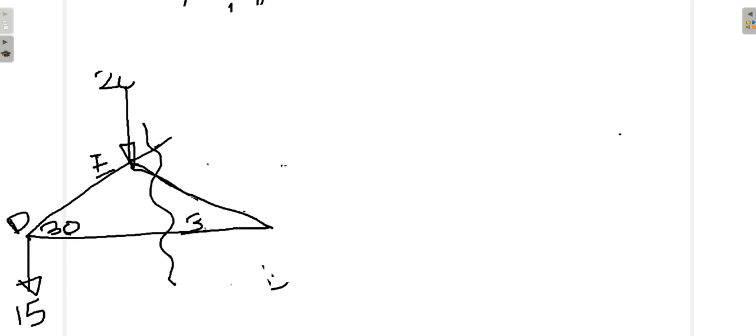So we are considering EF, we'll consider EC and we'll consider DC.